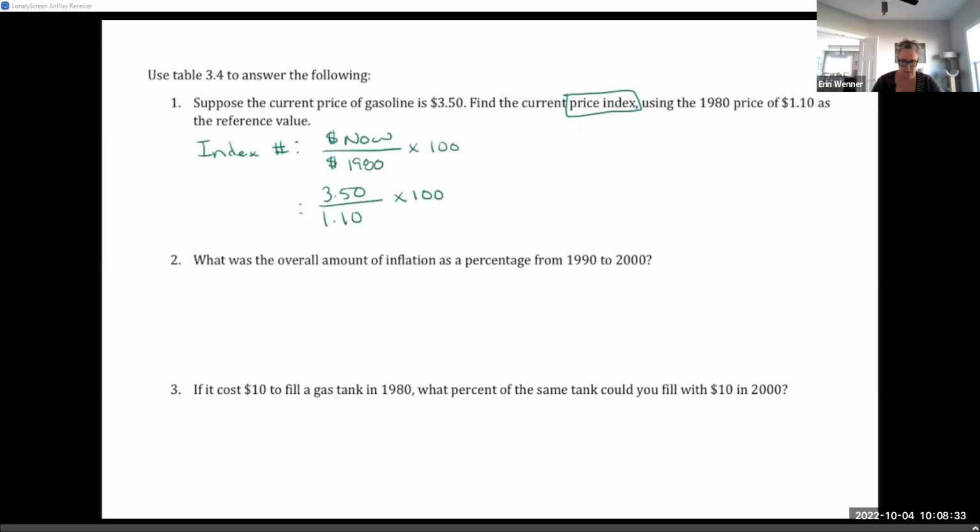So 350 divided by 110 times 100 is 318. And our index numbers, we go to one decimal place. So it's going to be 318.2.